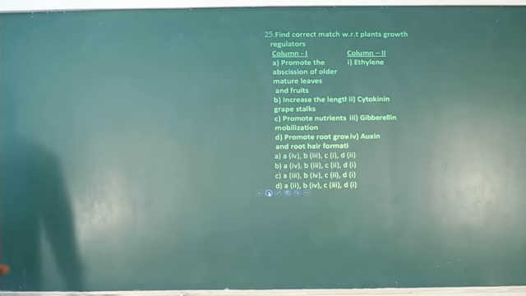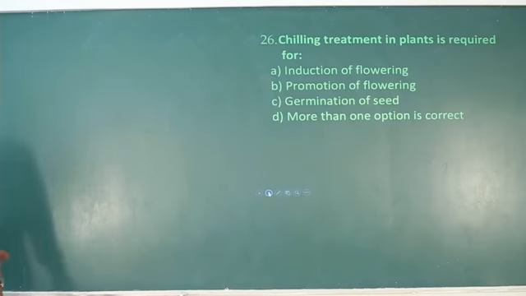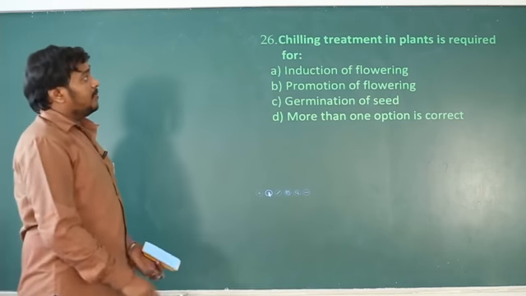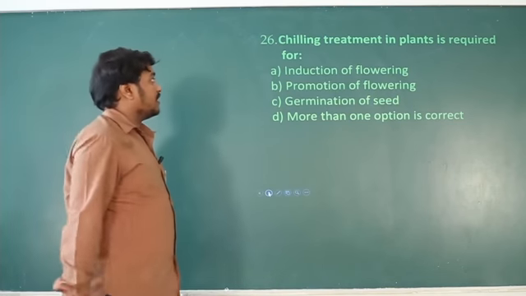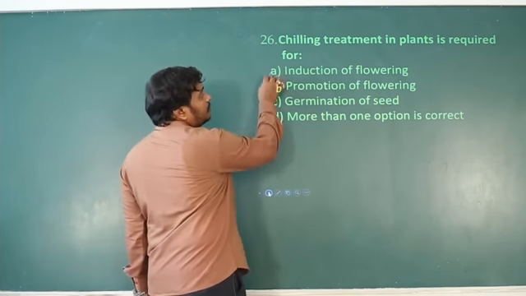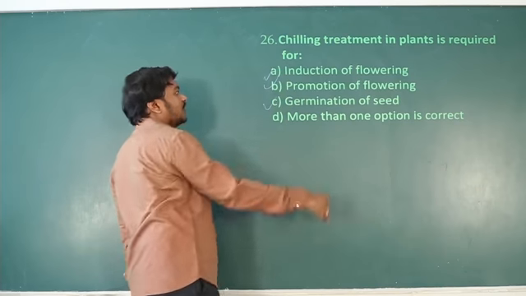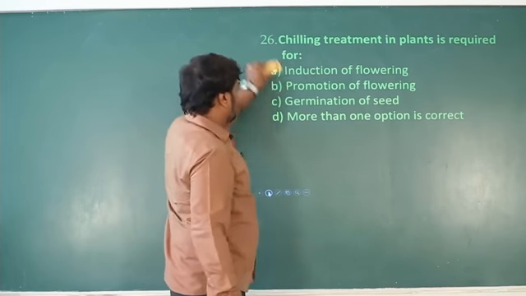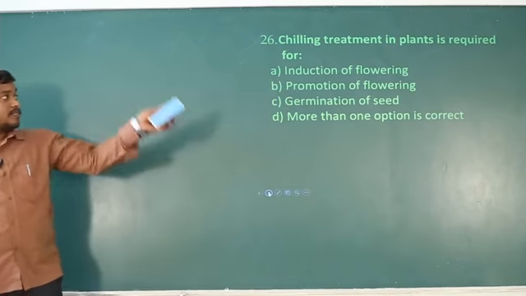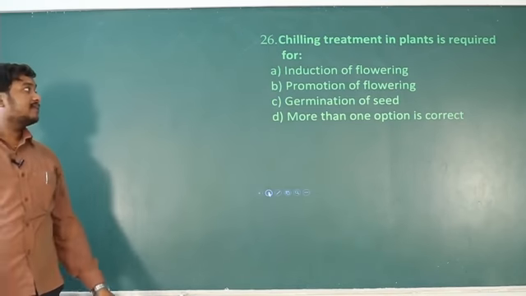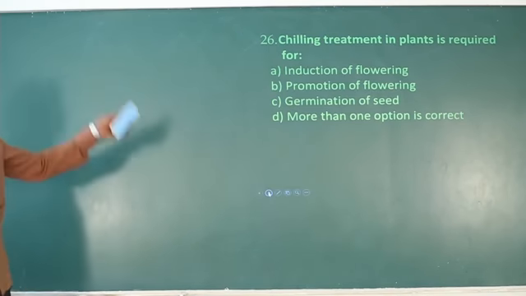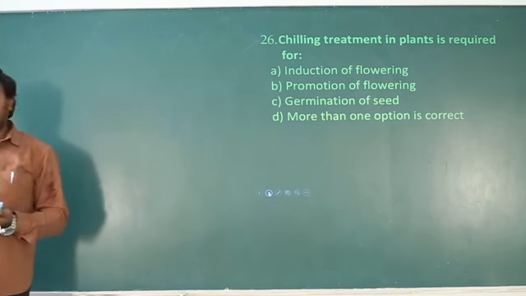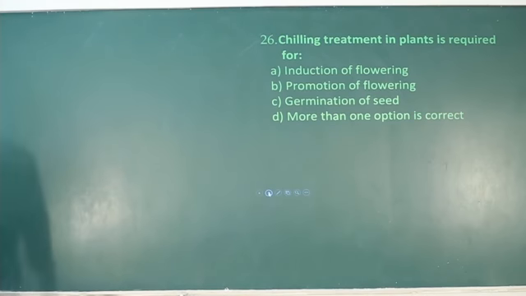Question number 26. Chilling treatment in plants is required for, that is also called vernalization, inducing flowering, promotion of flowering, germination of seeds. So more than one option is correct. Okay, so D is the right answer. Especially the process is required for some wheat plants and some temperate countries' plants, they need this chilling treatment usually. Okay, next question.